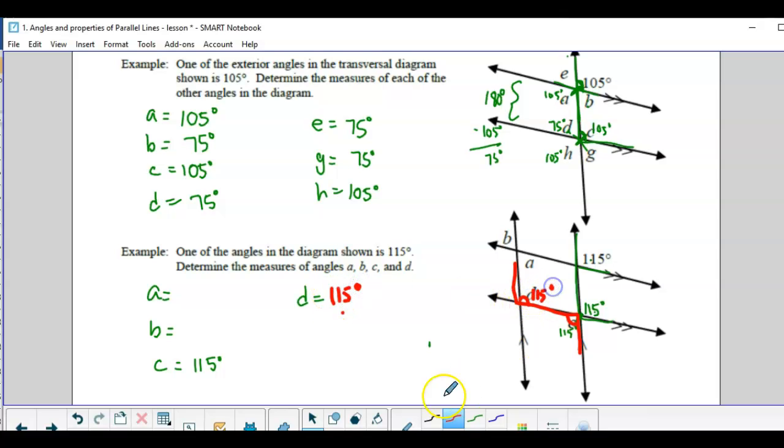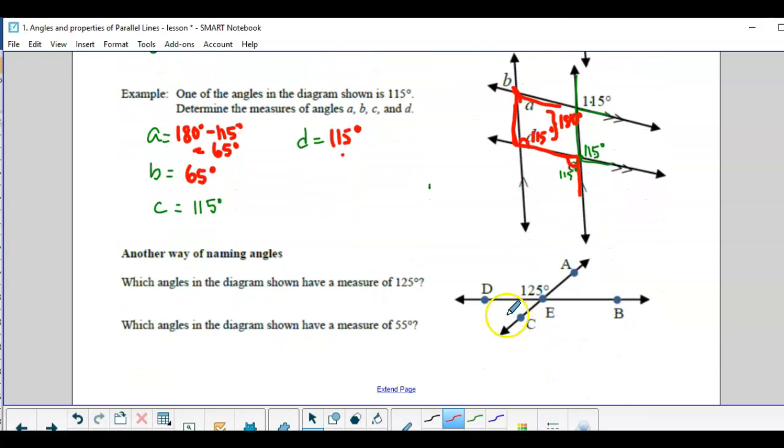And then you could go, well, these are supplementary. These have to add to 180. So A is going to be 180 minus 115, which is 65. And then those are opposite, so then this is 65. Again, only two different angles in all of that.